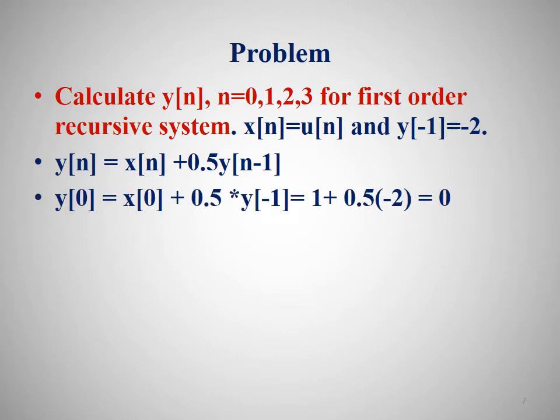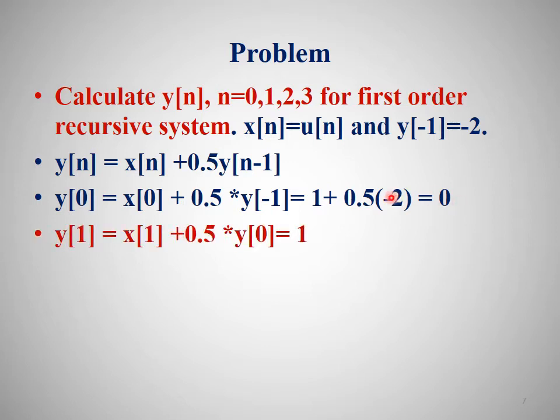On substitution of the given expression for calculating the value of y of n with n equal to 0, the expression becomes y of 0 is equal to x of 0 plus 0.5 into y of minus 1. This becomes equal to 1 plus 0.5 into y of minus 1, which is given as minus 2. So substituting 0.5 into minus 2, this is going to be equal to 0. Similarly, we can calculate y of 1, y of 2 and y of 3. Let us go on to the calculations in each case.